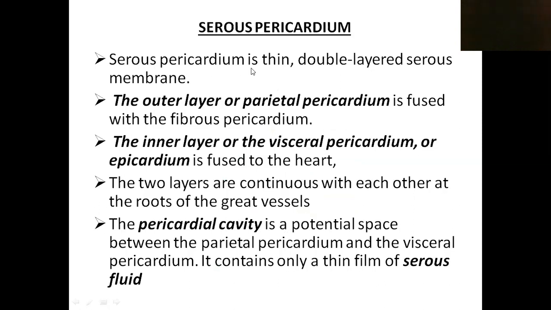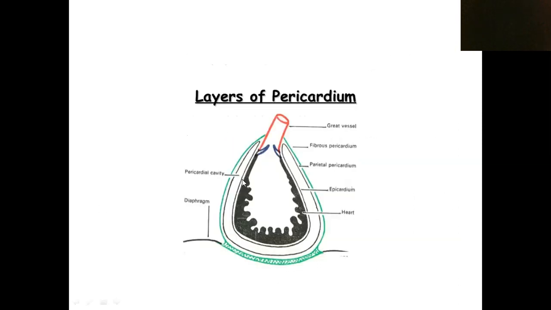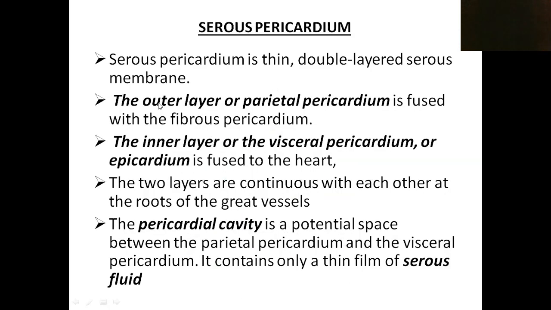So serous pericardium is a thin double-layered serous membrane. We saw it has an outer layer known as parietal layer, and the inner layer known as visceral layer. Visceral layer is fused with the heart. The outer parietal layer is in relation with the fibrous pericardium. See, this is the outer parietal layer. This outer parietal layer is in contact with this fibrous layer. This inner visceral layer is in contact with the heart. So the outer parietal layer is fused with the fibrous pericardium, and the inner visceral layer, otherwise known as the epicardium, is fused with the heart.